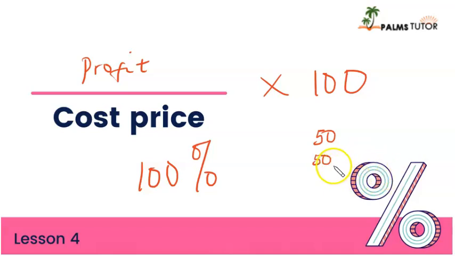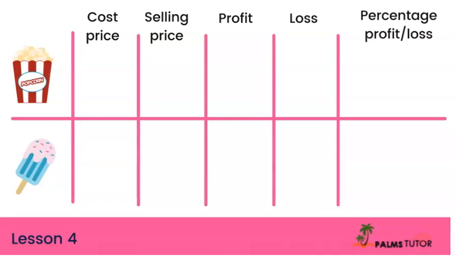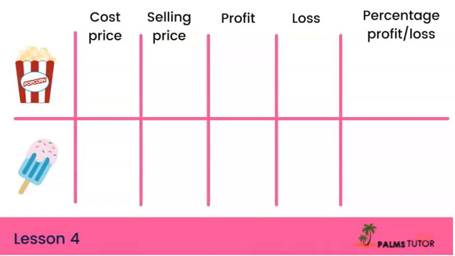So a percentage profit or loss is comparing the profit or loss to the cost price, and of course we multiply it by 100. I'm explaining this because I don't want you to cram the formula. So let's see some examples. Let's see how great your profit is, or how bad or terrible the loss is.